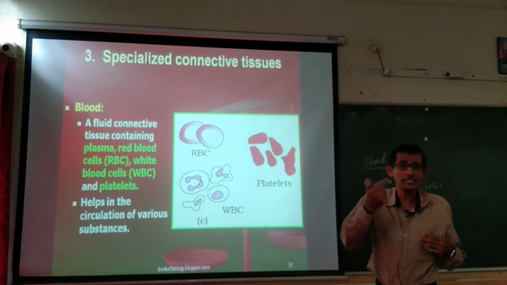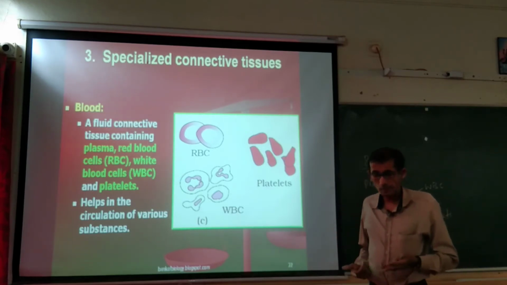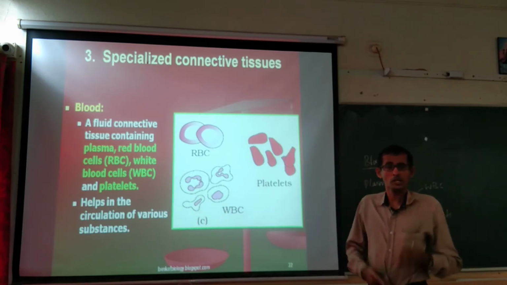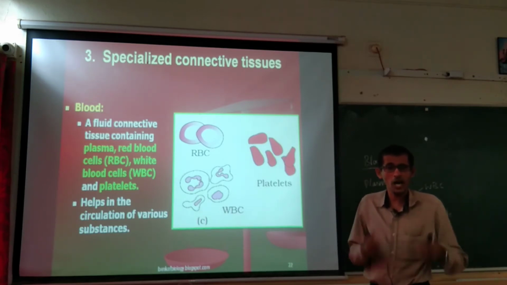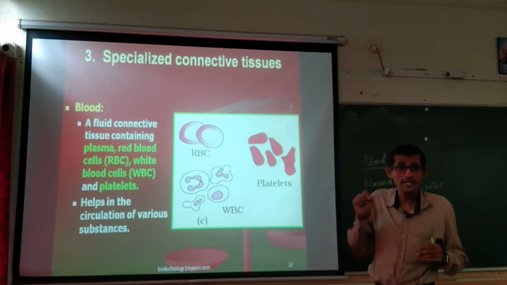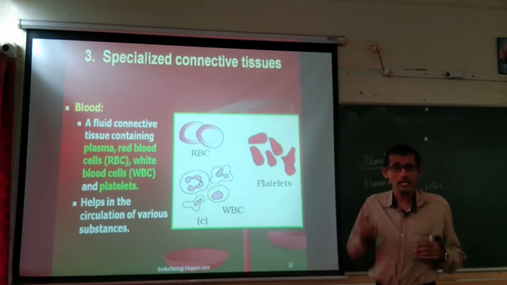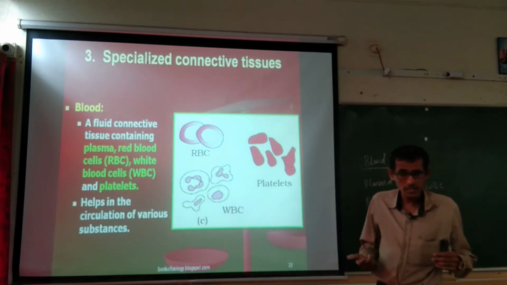So a giving and taking policy goes on. The blood will provide nutrition, ions, minerals, hormones and other important requirements, and gaseous molecules like oxygen to the cell, and after the utilization of that oxygen, carbon dioxide is going to be produced.